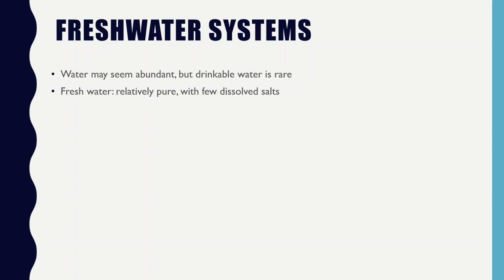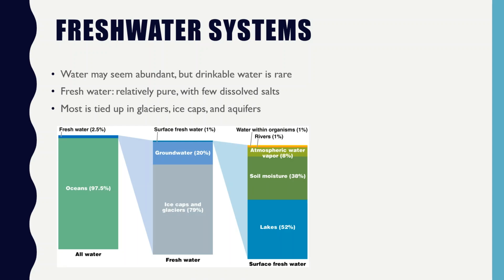Water that is basically drinkable. We can't drink ocean water. Most of it is tied up in glaciers and ice caps and underground in aquifers. If you look at all of the water on the planet, 97.5% is oceans, 2.5% is freshwater. If you take that 2.5% of freshwater, 79% of that is tied up in ice caps and glaciers. 20% is groundwater. Only 1% of the 2.5% is available surface fresh water.